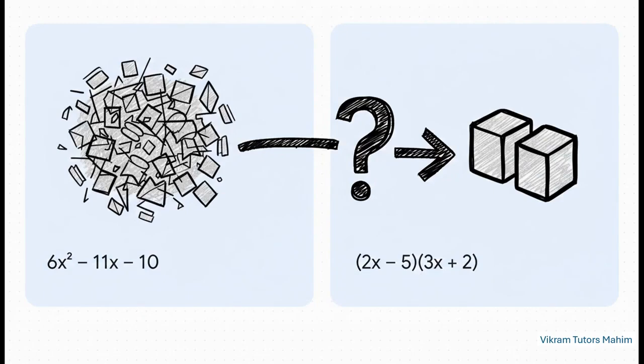Okay, so check this out. On the left, you've got this expression 6x squared minus 11x minus 10. Kind of looks like a jumbled mess, right? But then look over on the right. 2x minus 5 times 3x plus 2. So much cleaner. Now here's the crazy part. They're exactly the same thing, but the one on the right is way easier to work with. So the million-dollar question is, how in the world do we get from that mess on the left to the neat package on the right?